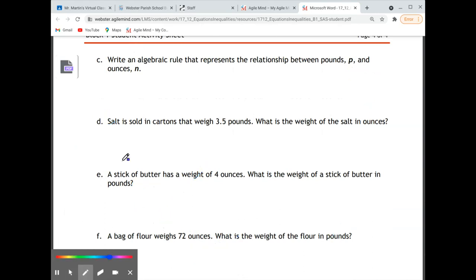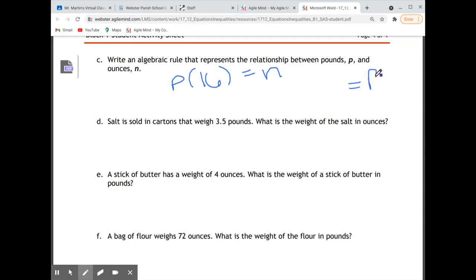All right, so it says write an algebraic rule that represents the relationship between pounds and ounces. We already did that. We said that P times something equals N. What did we say? 16. All right. And if we were trying to find what P is equal to, what would we do? N divided by 16. Perfect.